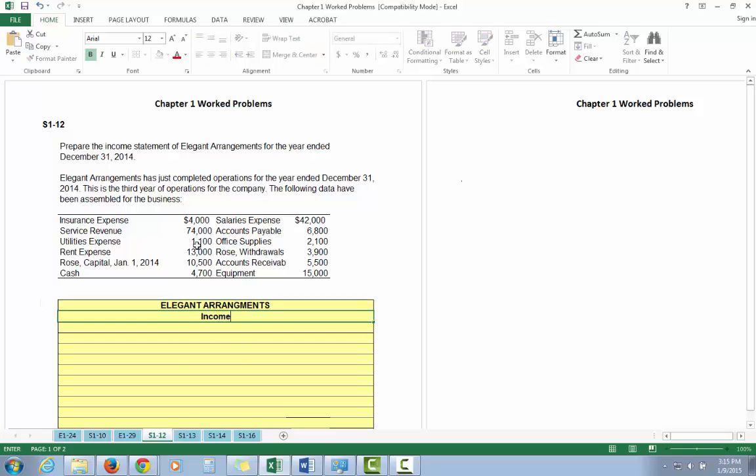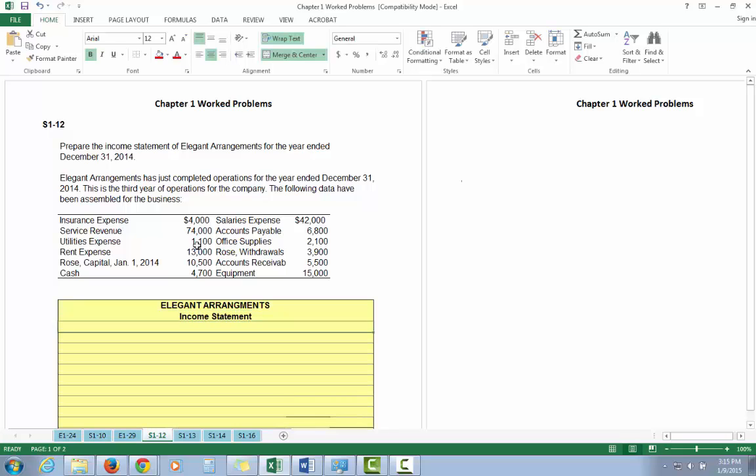The next thing is we're going to identify what statement we're preparing. So here we're preparing the income statement. Then we'll identify what period it's for. The income statement shows activity for a period of time. We're not going to do it for just one day. We're going to do it for this whole year, because that's what they're asking us to do. Year ended December 31st, 2014. Now, it can be for a year. We could be doing this on a monthly basis. We could do it on a weekly basis. If it were monthly, it would say month ended. Or if it was weekly, it would say for the week ended.